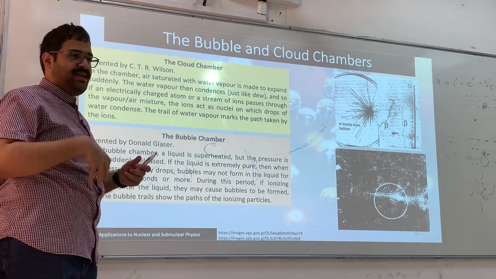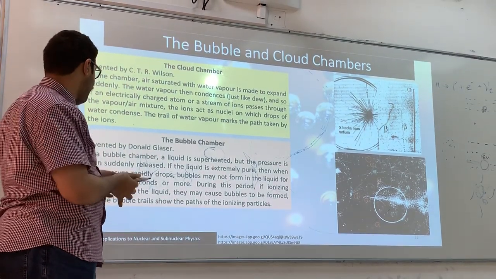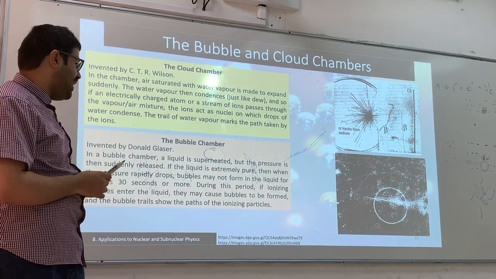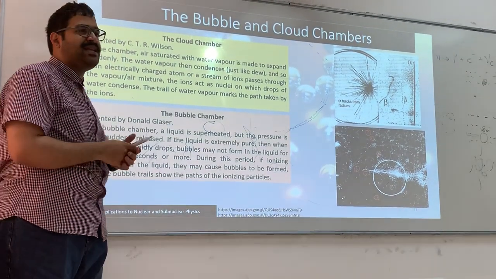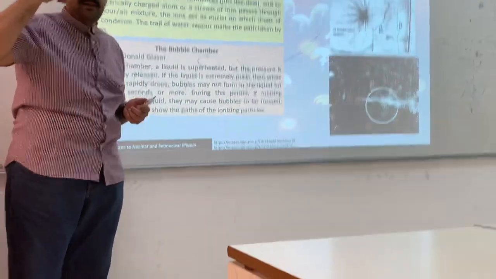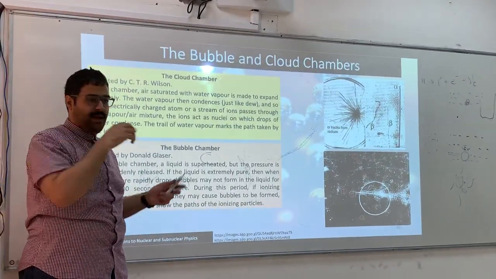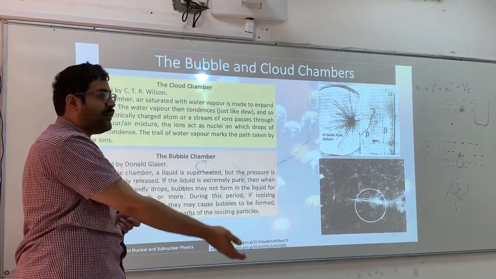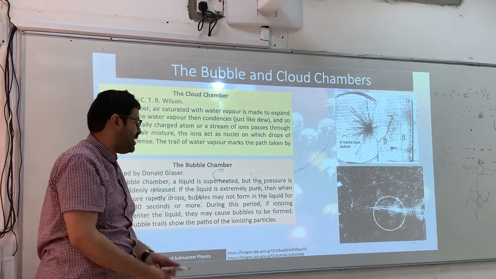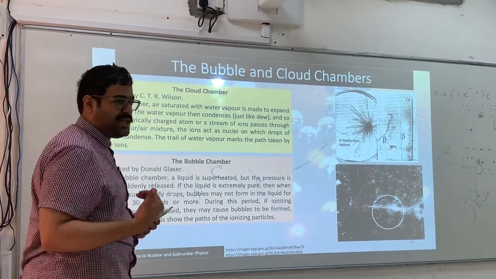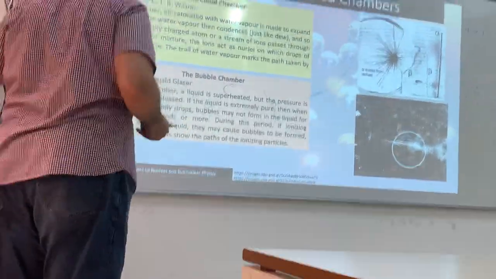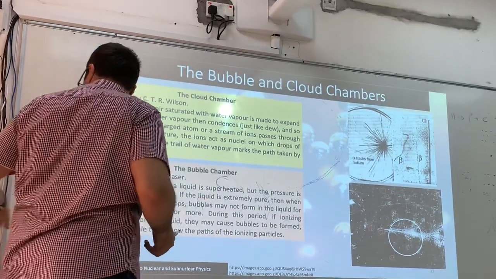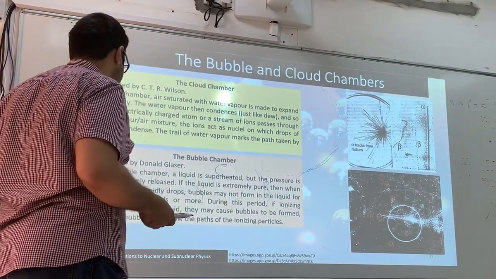The bubble chamber is a modification of the cloud chamber invented by Donald Glaser. In a bubble chamber, a liquid is superheated, and superheated means that it's further than, for example, 100 Celsius, but it's not boiling still, okay? We can do that through changing the pressure, okay? But any nucleation that happens makes the whole water boil. So we see a phase transition there.